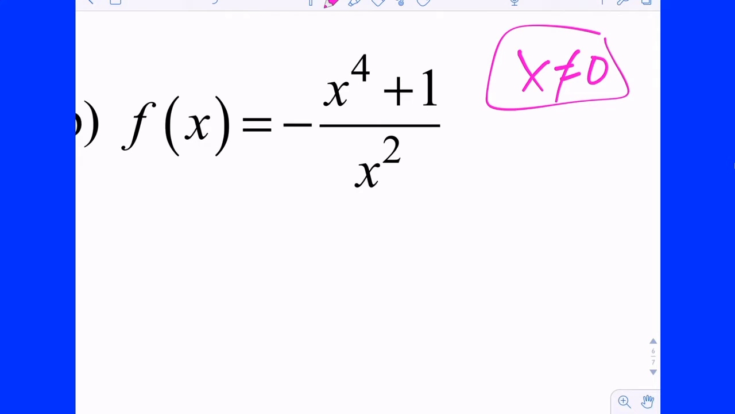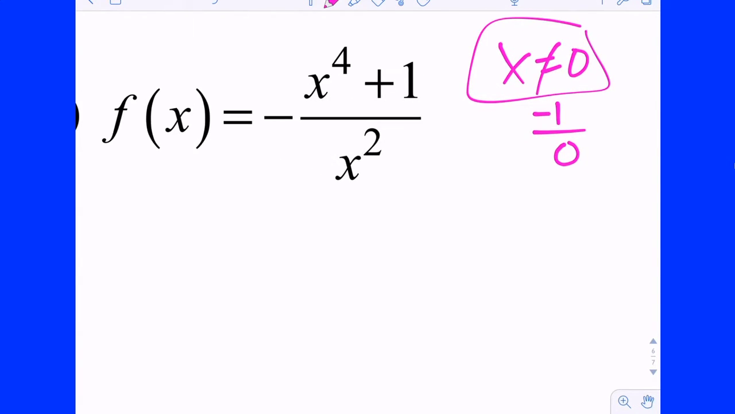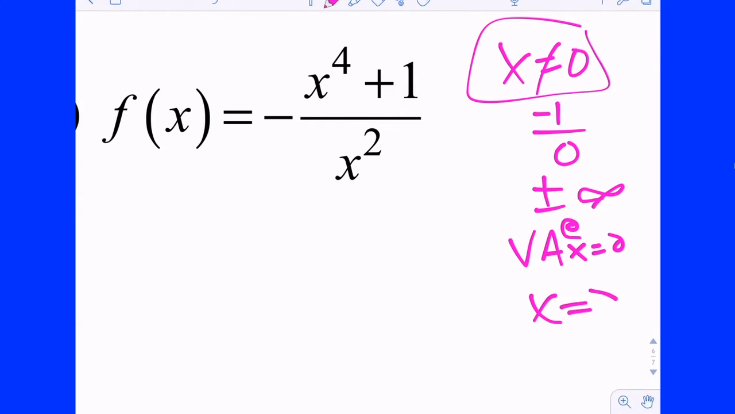You plug in a 0 for X and you get 1 over 0. Actually, negative 1 over 0, which is still some type of infinity. So we know there's a what there? VA. Is 0 going to be a critical value by definition? No. Will it be an important value? Yes. Welcome to the chart, X equals 0. We'll give you a little more room this time.